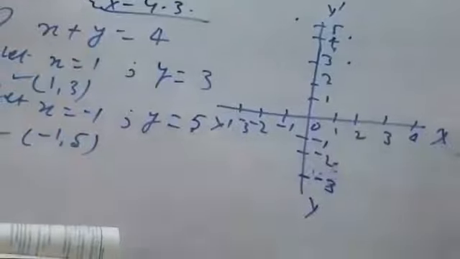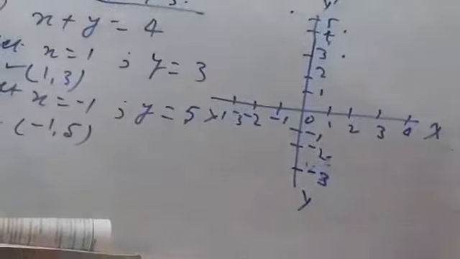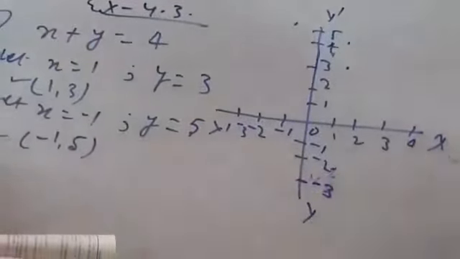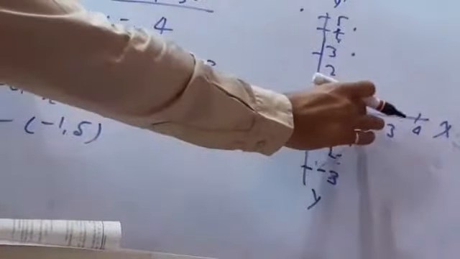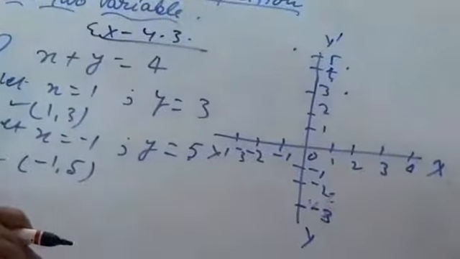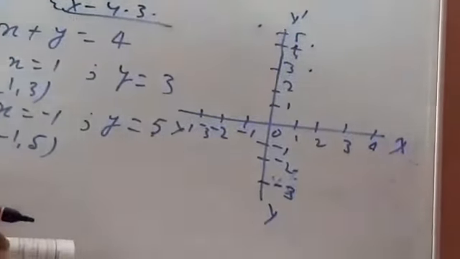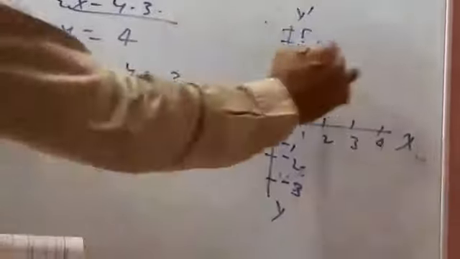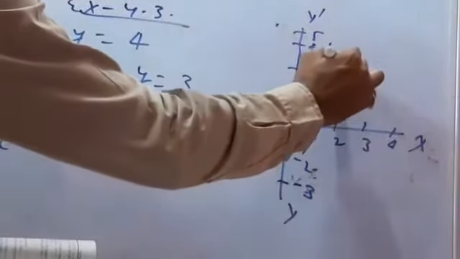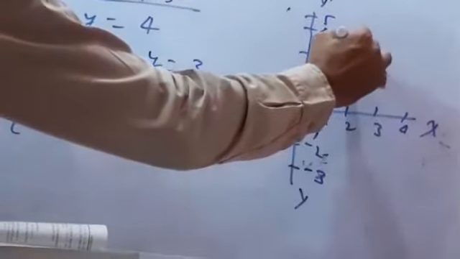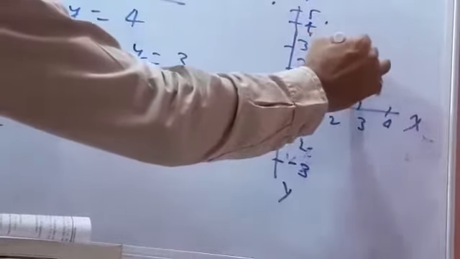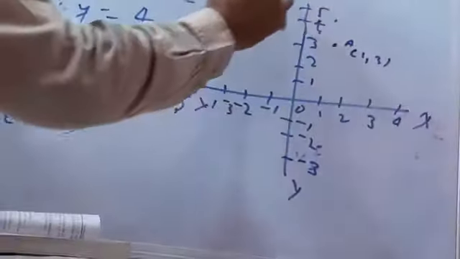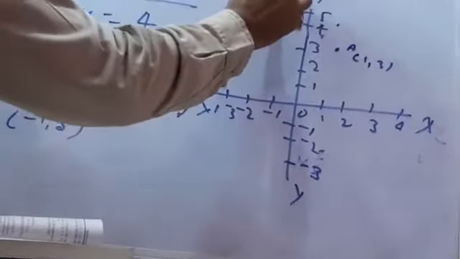Once you have these 2 points, dear children, there are some precautions we need to take when we are dealing with this graph. The margin from the origin should be equal on all sides. So once we have these 2 points, what is the first point? It is (1, 3). Whenever we write a point, it is denoted by a capital letter. Suppose A; here we'll write (1, 3), and here we'll write (-1, 5).